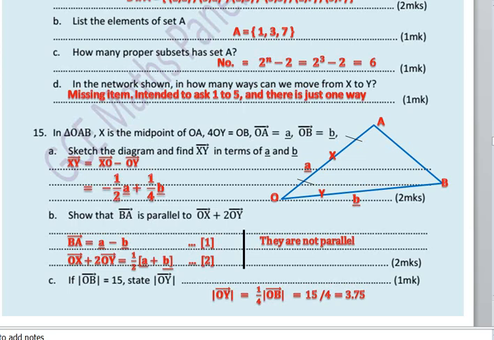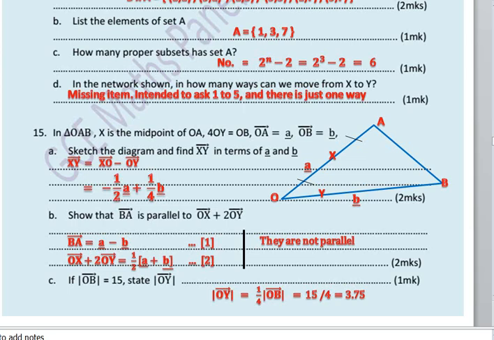And now to move from O to Y, from O to Y is 1/4 of the distance from O to B, because 4 times OY will make OB. So this distance is 1/4. So plus 1/4 B. Now show that BA is parallel to OX plus 2OY. Normally the question wanted to say OX minus 2OY. Anyway, let's work and see. Since the question is like this, our BA normally is equal to A minus B.